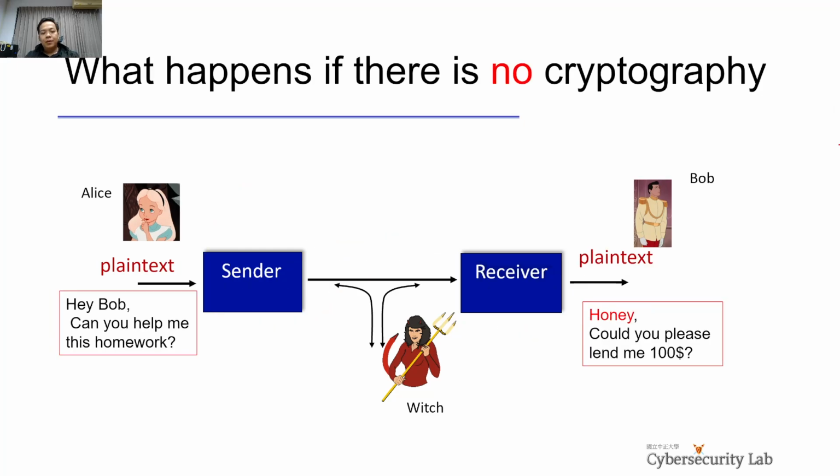So sure, if the communication between the sender and receiver does not have any cryptography, of course we can know the plain text between Alice and Bob. Eventually, the witch can manipulate the message and change some of the critical information. For example, in plain text, Alice says, "Hey Bob, can you help me with this homework?" But when the witch intercepts this message and manipulates it to become, "Honey, could you please lend me $100?" Because Alice and Bob trust each other, and are friends, Bob may trust this message and send back the money the witch wants.